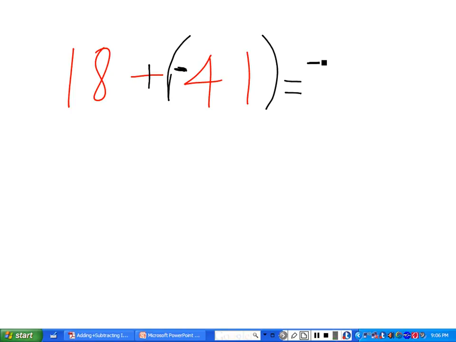Now, to figure out the subtraction, you could just subtract 41 minus 18. Here, we've got to make this 1 into 11 and borrow from the 4 and make it a 3. So 11 minus 8 is 3. 3 minus 1 is 2. Therefore, our answer is negative 23.